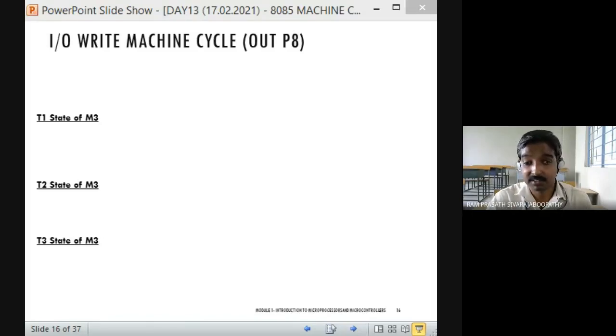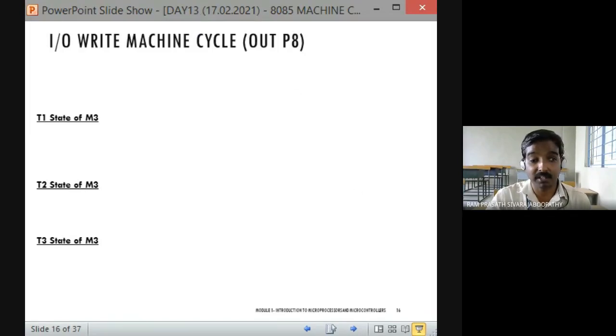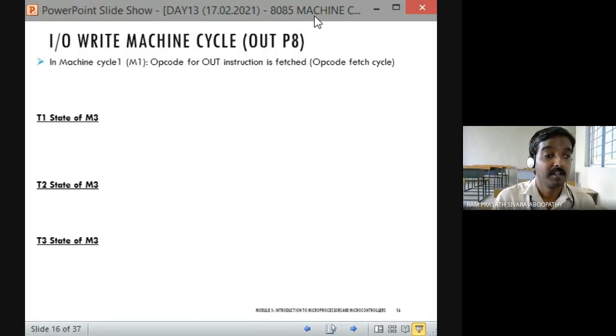Correct? So when this particular instruction executes, see what happens. What must the first cycle be? In machine cycle 1, the opcode for the OUT instruction is fetched. Correct? So one machine cycle is over. For the OUT P8 instruction to execute, the first machine cycle must be the opcode fetch machine cycle. Now the processor knows it has to write data from the accumulator to a device. Does it know the address now?